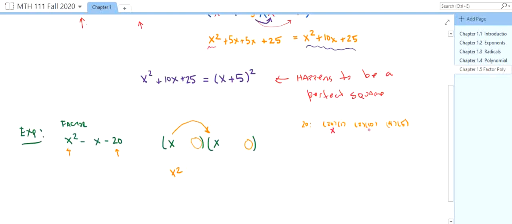10 and 2, either 12 or 8 if I add or subtract those. So this doesn't look right. 5 and 4, I could result in a 9 or a difference of 1. And this is 1. So this looks very promising. So let's stick in here a 5 and a 4.